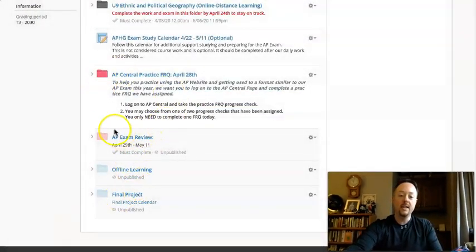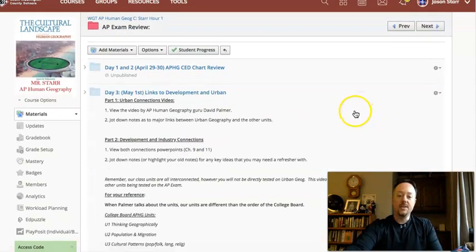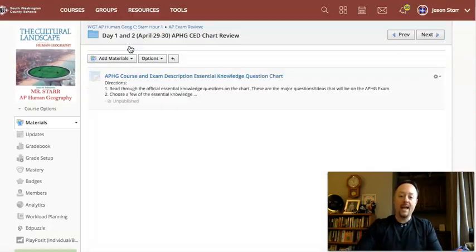So if you take a look, click on the AP exam review folder. Let's take a look in there and see what we've got set up for you. You can see the first 2 days, guys, we've set up, everything's pretty self-explanatory. We've given you a lot of detail, a lot of explanation on each of these folders. The first day is going to be looking at AP Human Geography, some of the course and exam descriptions that come off of the information that we use to teach the class.